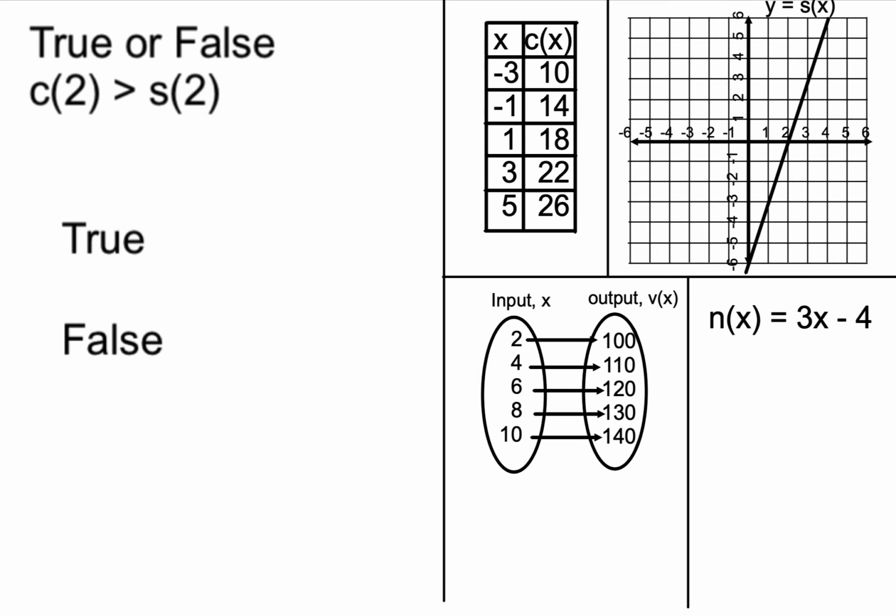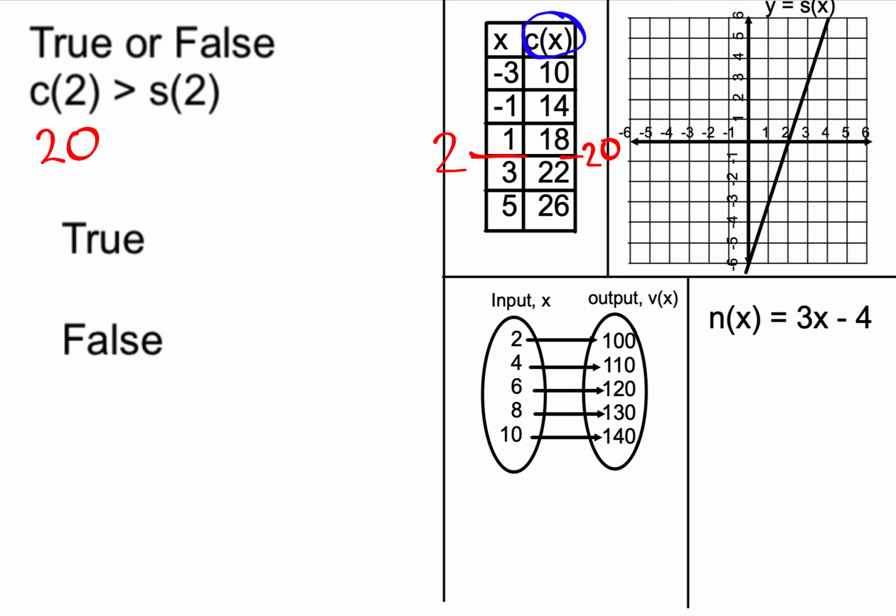All right, true or false? C of 2 is greater than S of 2. So this is making a comparison between two different functions. First, C of 2. If we look at C of x, we're going to have to find 2. 2 is not in the list of inputs, but it is halfway between 1 and 3, so I can interpolate here. 18 and 22, halfway between is 20. So C of 2 is going to be 20.